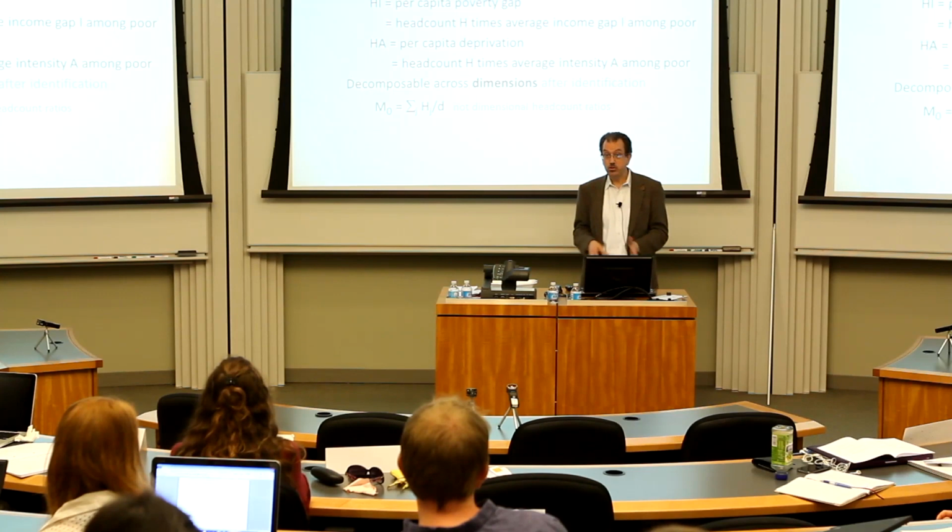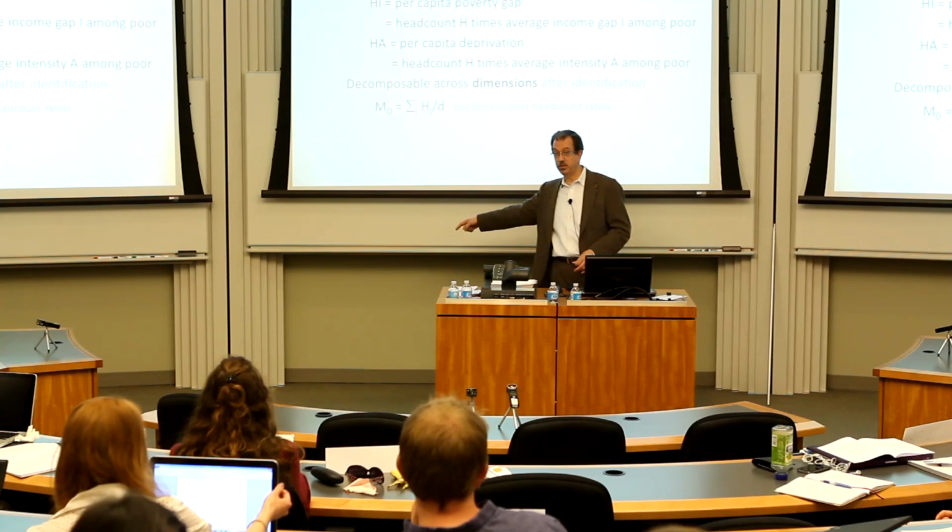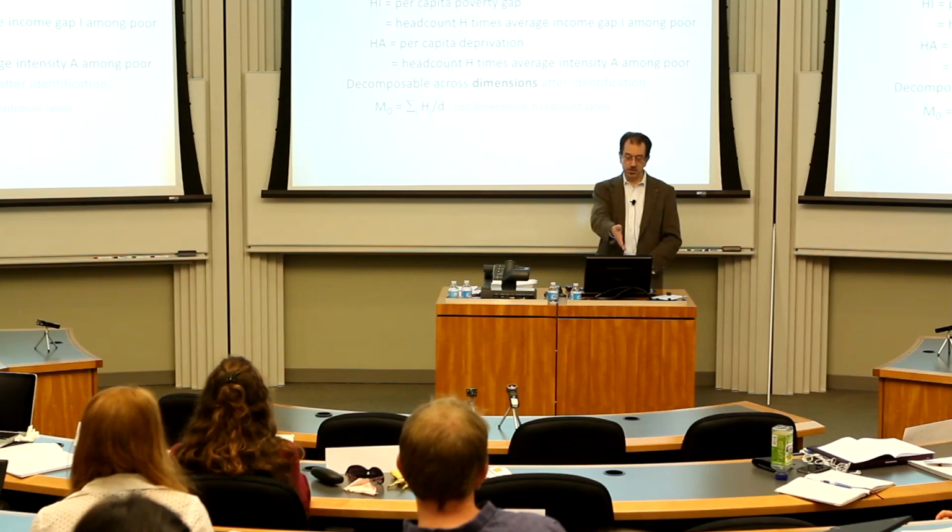So it's quite useful. It isn't useful for perspective thinking, oh, there's people who aren't poor with some deprivations here we have to look out for. That takes another type of analysis. But for the people who are poor, you can figure it out. There's the censored headcount ratio. It's the average censored headcount ratio across dimensions.